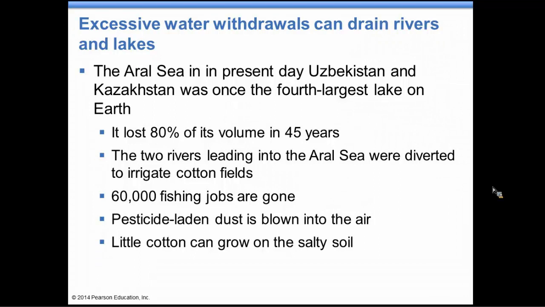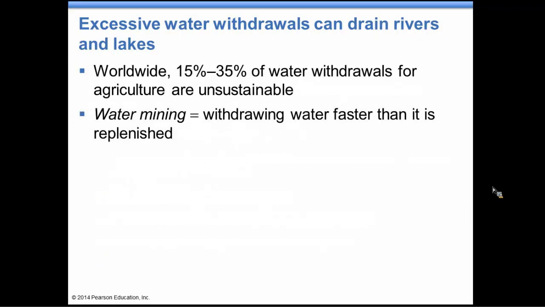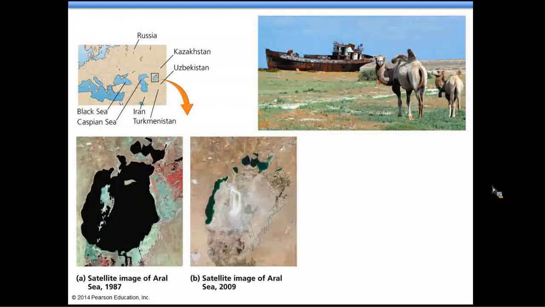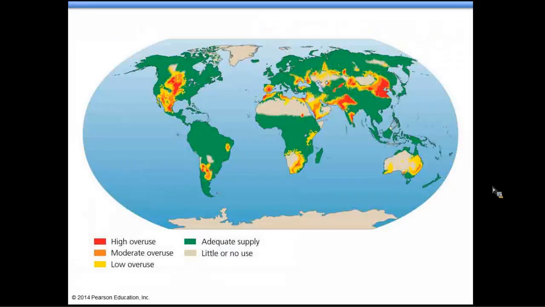It's a small body of water. There's just boats left out in the dirt. So worldwide, 15-35% of water withdrawals for agriculture are unsustainable. Water mining is withdrawing water faster than it's replenished. Here are a couple of pictures of what I was talking about. It's just this big boat out in the middle of the desert, and we have satellite imaging of it. In 1987, this was a big lake that we even called an inland sea. In 2009, barely any of it is left. And here we just have an infographic showing that in a lot of industrialized places in the world, America and China, the Middle East, we do have low overuse to high overuse.